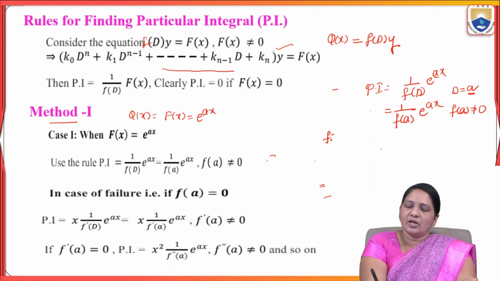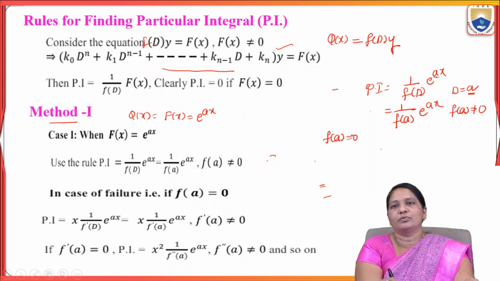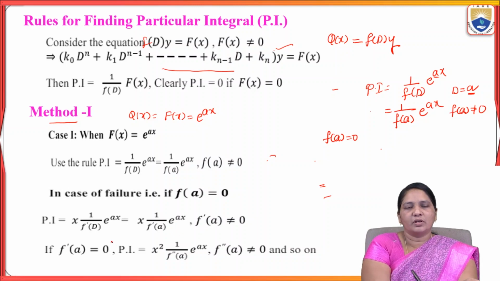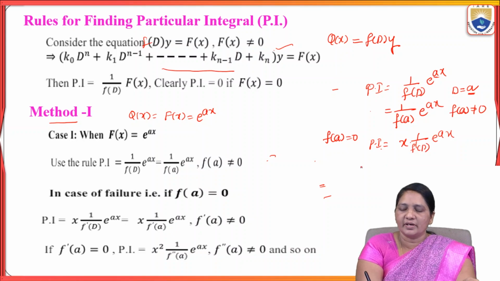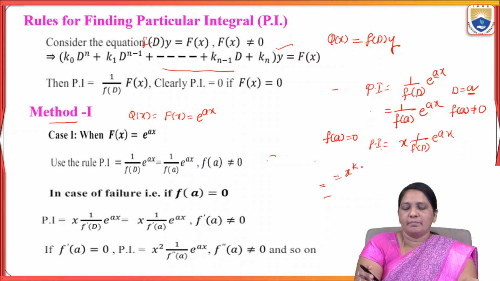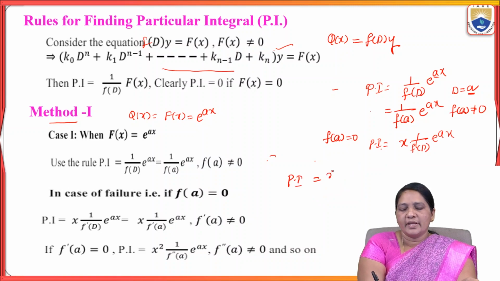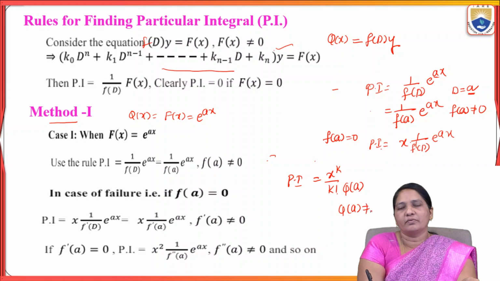If f of a is equal to 0, what do we have to do? We have another procedure we can follow. If f of a equals 0, the particular integral becomes P.I. equal to x into 1 by f dash of D into e power ax. Otherwise, we can write this formula as x power k by k factorial, that is, P.I. equal to x power k by k factorial into phi of a. Here phi of a should not be equal to 0.